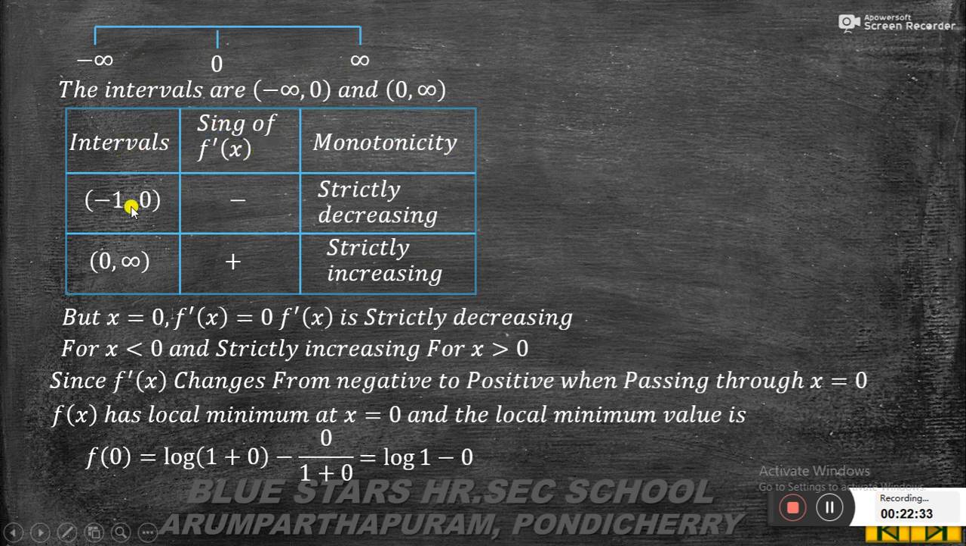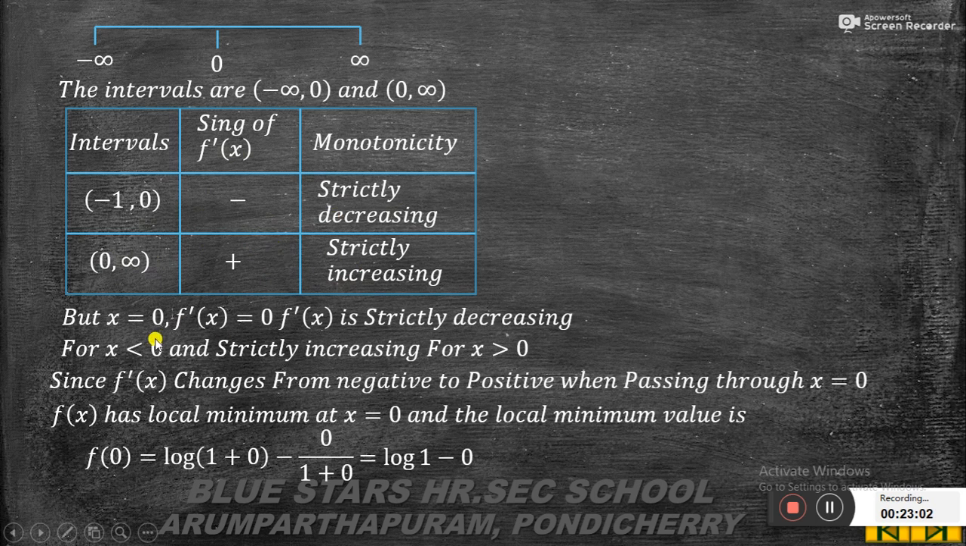Therefore I make a table of intervals, sign of f'(x) and monotonicity. First I take the interval minus infinity to 0. Here all the values are negative, so I substitute negative values in f'(x), I get a negative answer, so strictly decreasing. Next is 0 to infinity. Here I substitute positive values in f'(x), I get a positive answer, so strictly increasing.